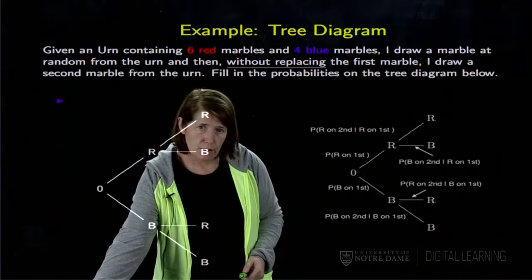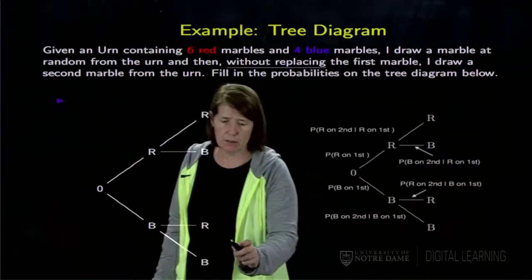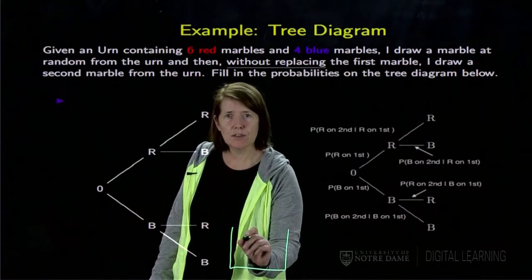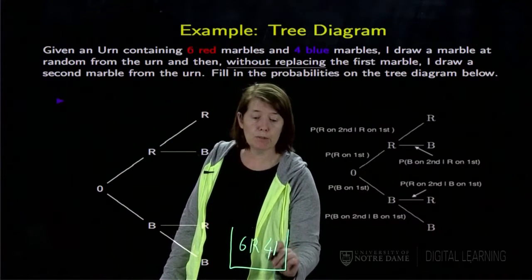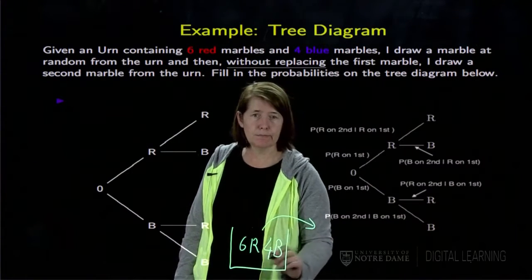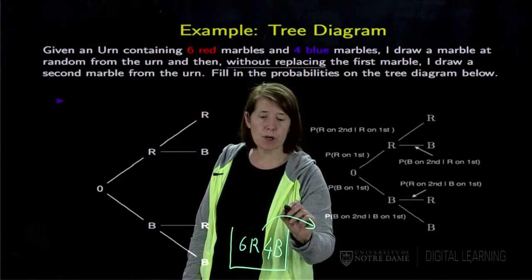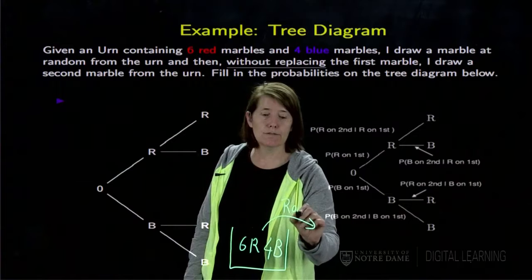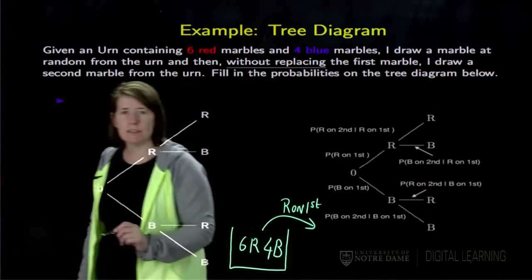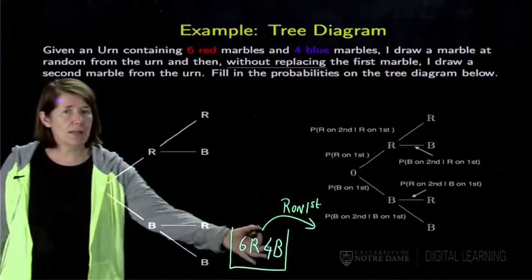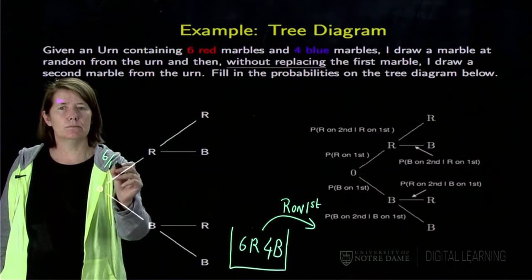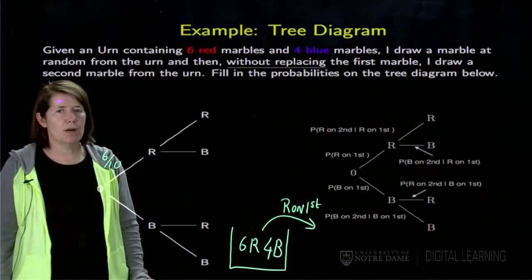So we have our experiment where we have 6 red and 4 blue marbles in the urn. On the first step, we draw one marble. Let's suppose it's red. Well, it's easy enough to fill in the probability that that's going to happen. We have 6 red and 4 blue, so the probability we're going to get a red on the first is 6 out of 10. That goes right there on that branch of the diagram.